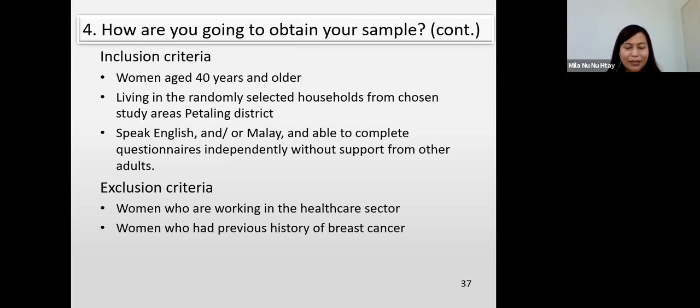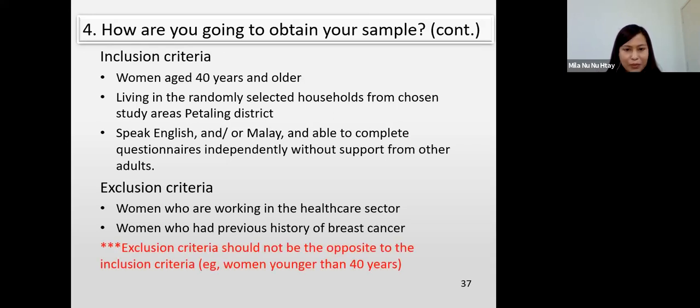For example, for the exclusion criteria here, I set it up so that I will not recruit healthcare personnel, because their awareness and knowledge level might be different from the general population. I assume that their awareness level is already high, so I excluded them. And another one, I will exclude those who already had breast cancer, the survivors, because they have already gone through all this process. So their knowledge may be totally different from the general population. That's why you need to think carefully about who you want to include and who you want to exclude.